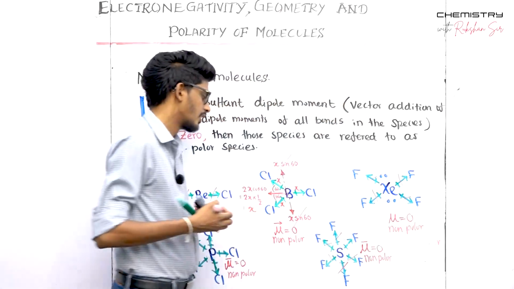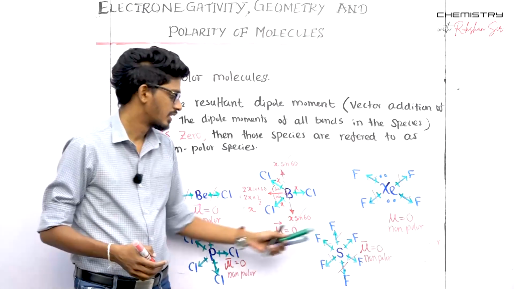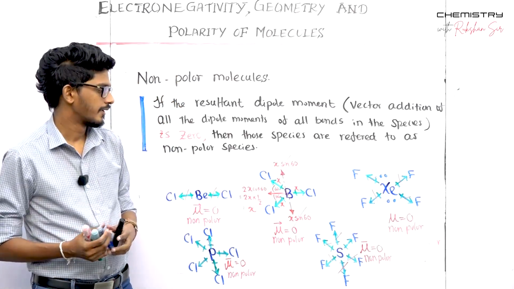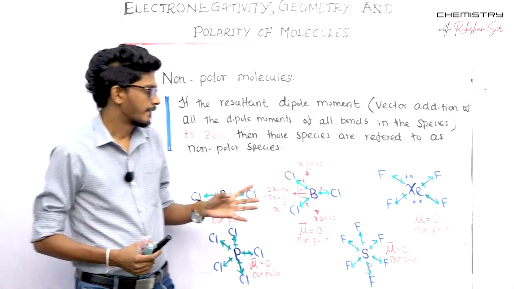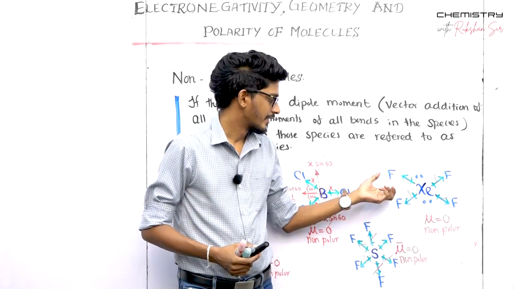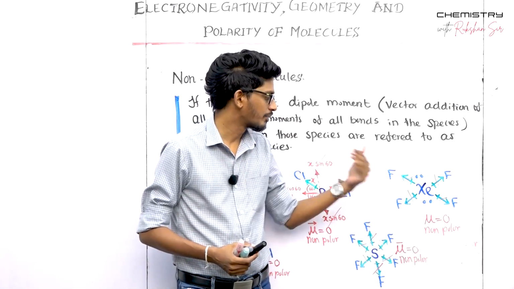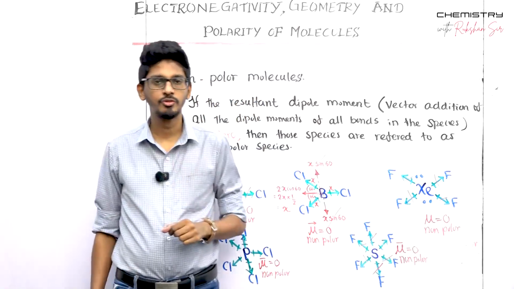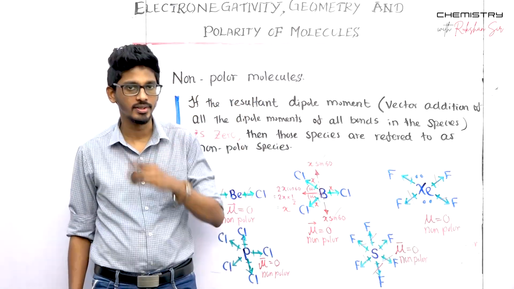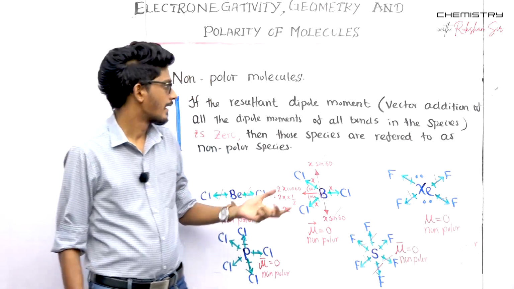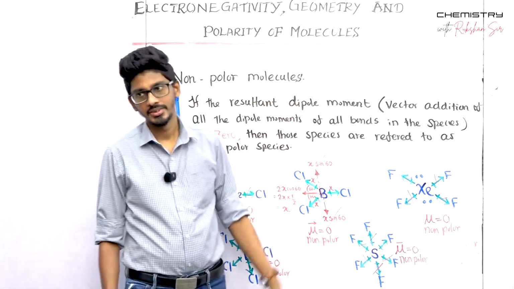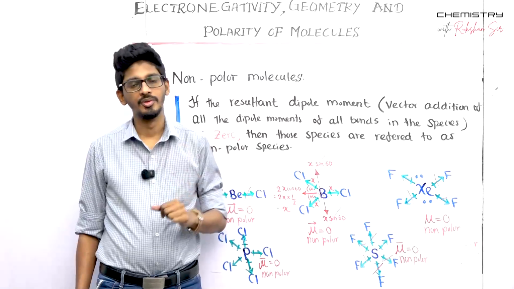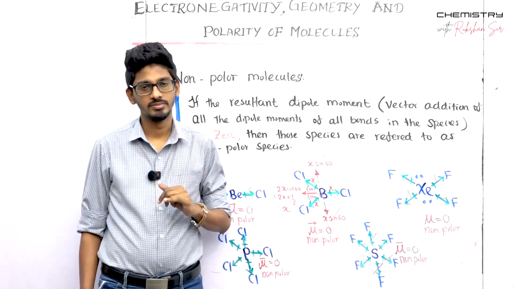So what we have said is all the perfect shapes are non-polar, and sometimes even without a perfect shape, you can still be non-polar. Anyway, what should be the requirement to fulfill for a molecule to become non-polar? It is the resultant dipole moment. The resultant dipole moment should be 0.